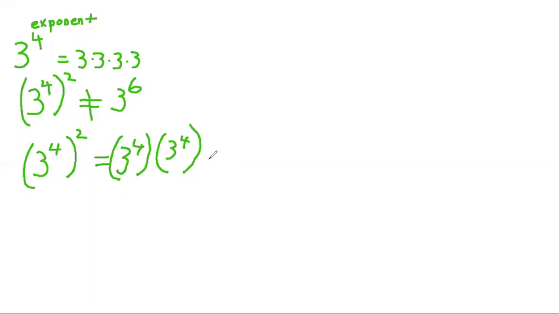Okay, but what does that mean? We have 4 copies of 3 right here and 4 copies of 3 right here. So that's 4 plus 4, which is 3 to the 8th. So you see, indeed, on a problem like this, you actually add the exponents.